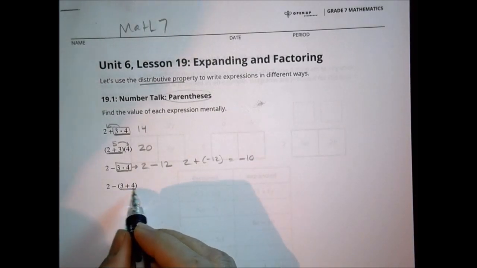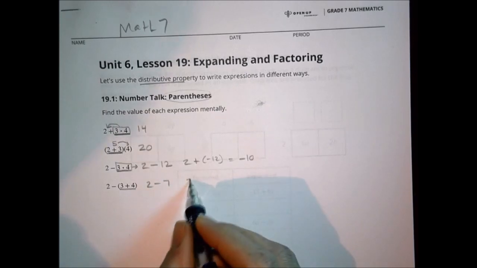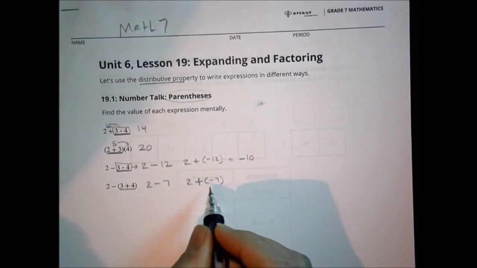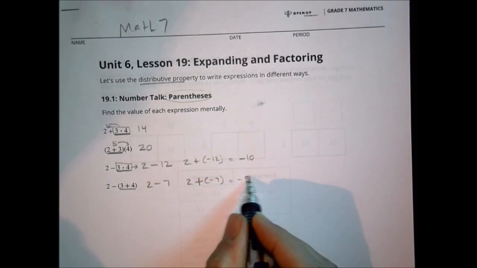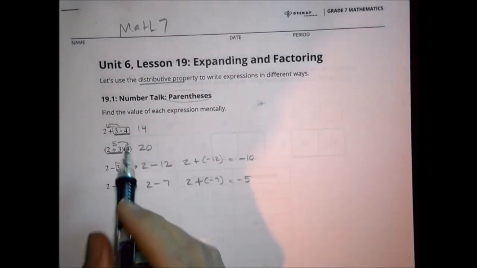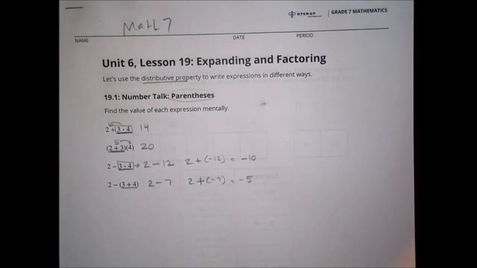Here, I'm going to add those together to come up with a 7. So I have 2 minus 7, or I could say 2 adding a negative 7. And so when I put those together, I have a total of negative 5 for my solution there. So it's important to take a look at parentheses and know how order of operations works so you know what's going on.